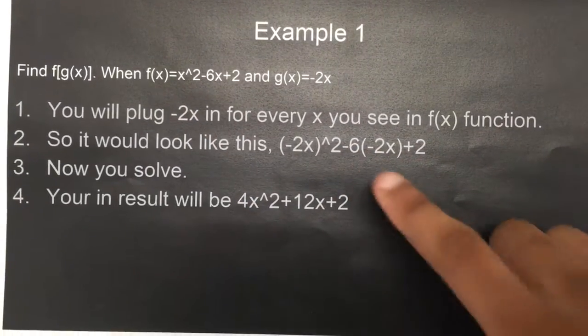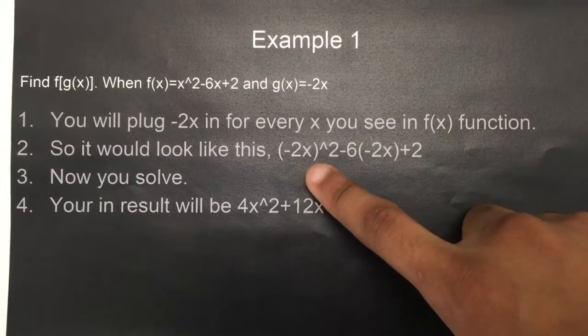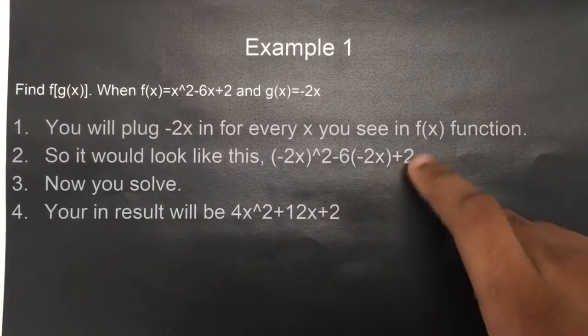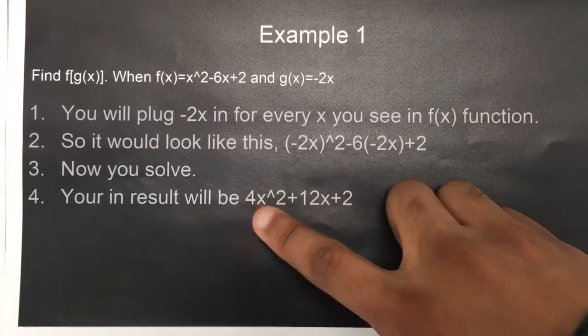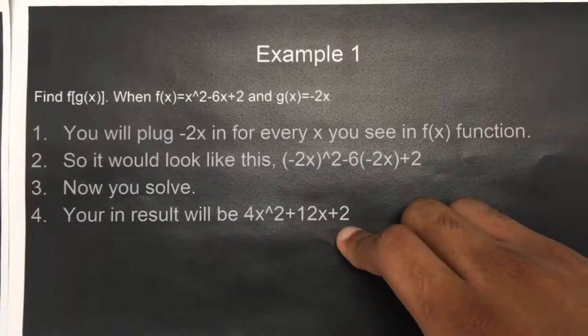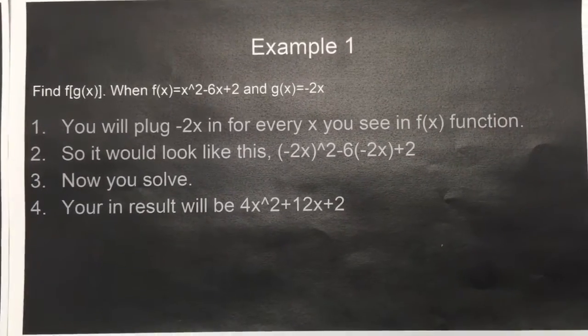When you do that, it would look like this: negative 2x squared minus 6 times negative 2x plus 2. And when you solve this, you will have 4x squared plus 12x plus 2. You're just going to bring down your 2 because you don't have anything else to combine with the 2.